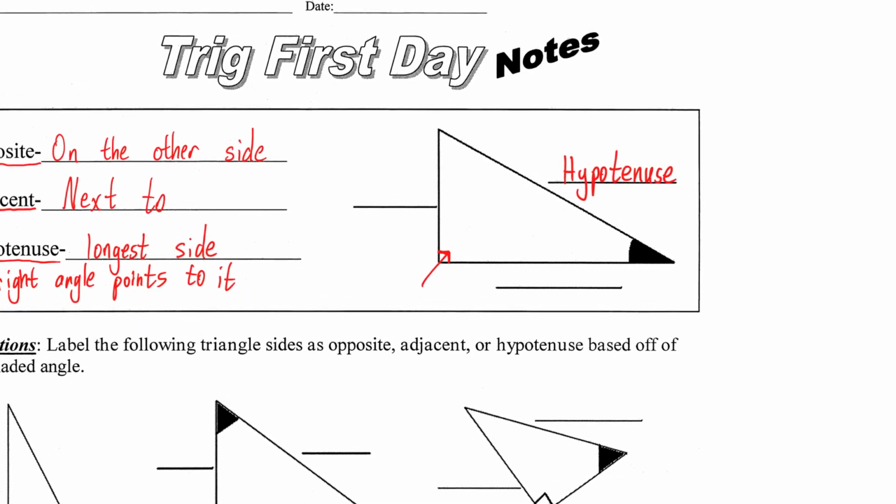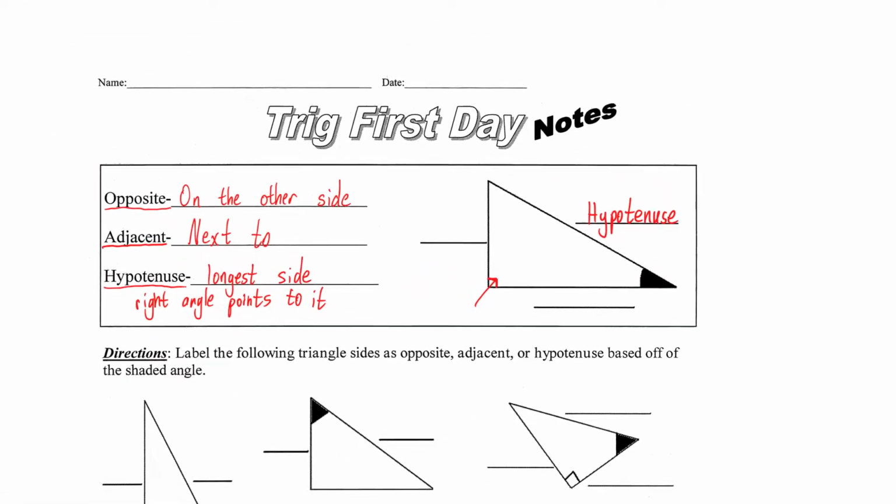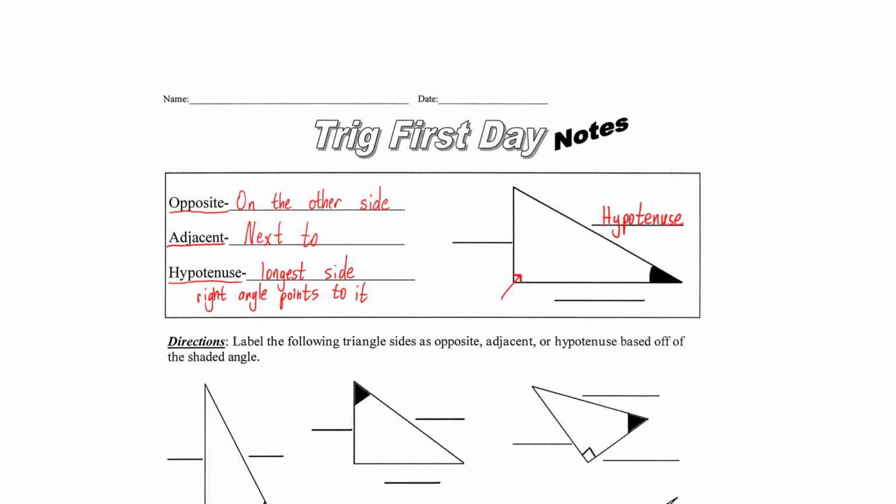So on this triangle right here, we've already labeled the hypotenuse. The next thing I want to do is label the adjacent and the opposite. So on these two sides right here, this side and this side, which one of these do you think is going to be the adjacent from this shaded angle? Yeah, it's this one. This is the side right next to my angle. So this is the adjacent side.